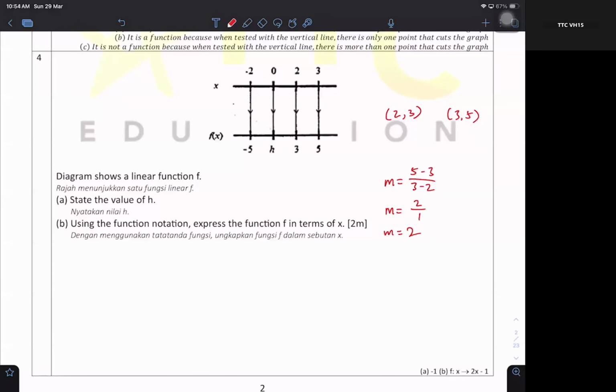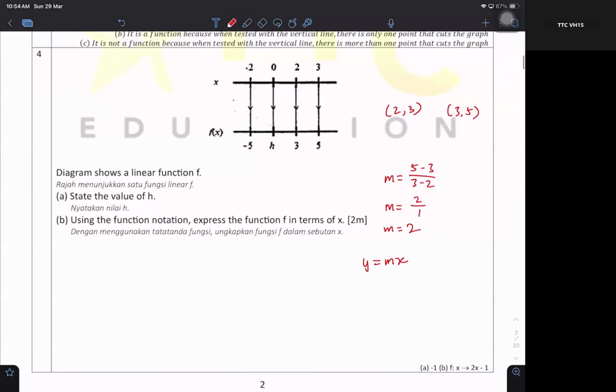Then you do y equals mx plus c. Have you learned this already? y equals mx plus c. This is also from normal mathematics. Then you just use one of the points. You see, this is x, this is y, right? The y is 3, the x is 2, and the m is 2.